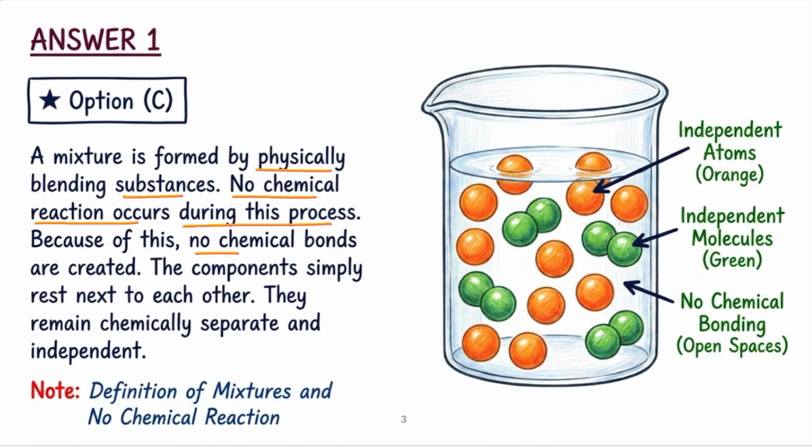Because of this, what will happen? No chemical bonds are created between the components of the mixture. Simply they are sitting with each other without any interaction. For example, this is atom A, this is atom B, this is atom C. There is no chemical bond formed between these atoms.